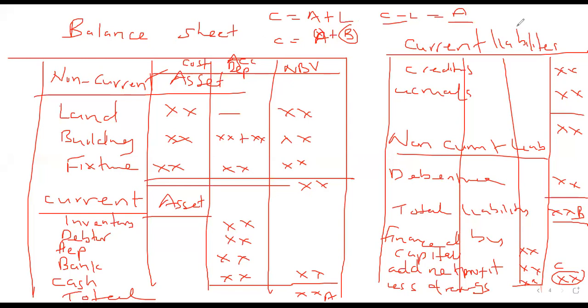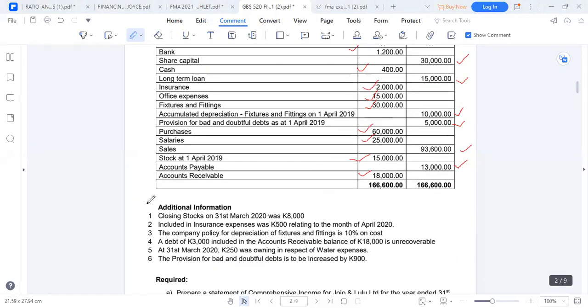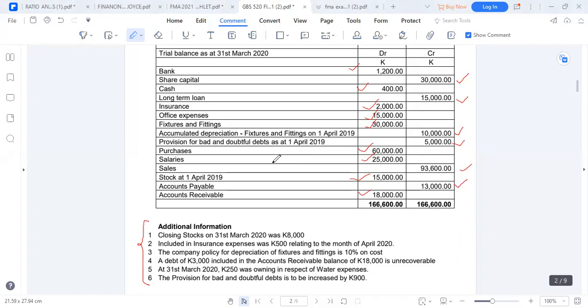All right. So please, let me emphasize this part. The trial balance will be given to you, and additional information will be given. Now you need to know how to treat this additional information. To start with, you'll always be given closing stock as an adjustment, meaning what you have here is opening stock. Opening stock is always in the trial balance, and in the adjustments, closing stock. Are we together at that point?